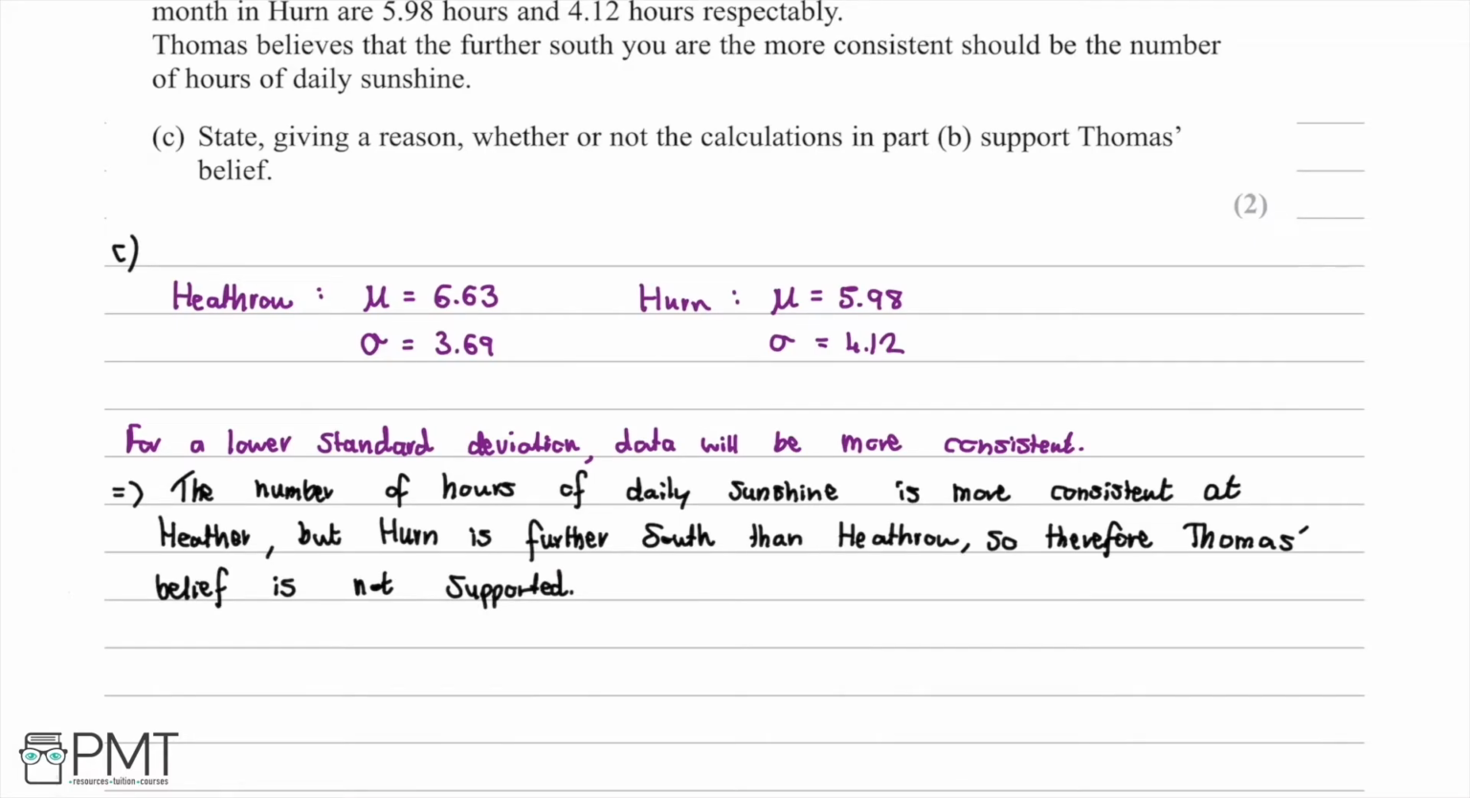This question was worth 2 marks, and we achieved the first mark for stating that the data is more consistent at Heathrow, and we know this because of the lower standard deviation. Then we receive our second mark for stating that Hearn is further south than Heathrow, and therefore Thomas's belief is not supported.